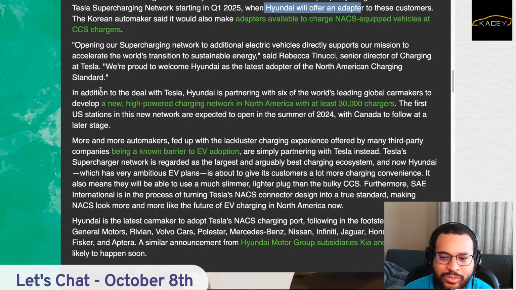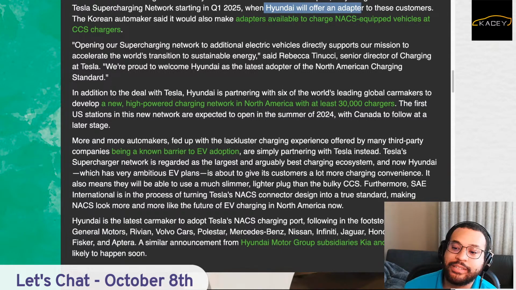Opening our Supercharger network to additional electric vehicles directly supports our mission to accelerate the world's transition to sustainable energy, said Rebecca Tanucci, Senior Director of Charging at Tesla. We're proud to welcome Hyundai as the latest adopter of the North American Charging Standard.